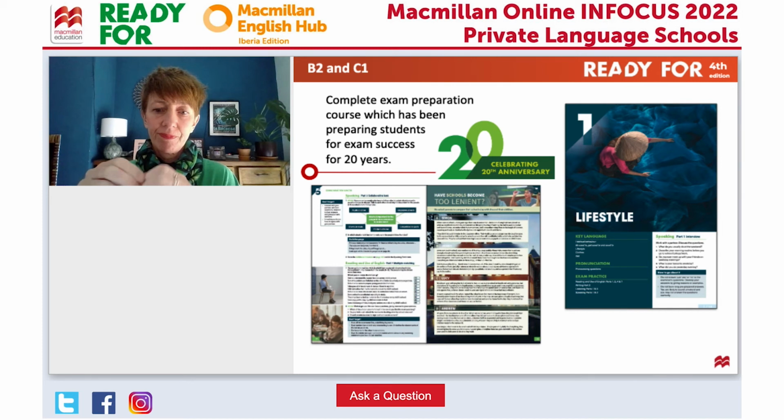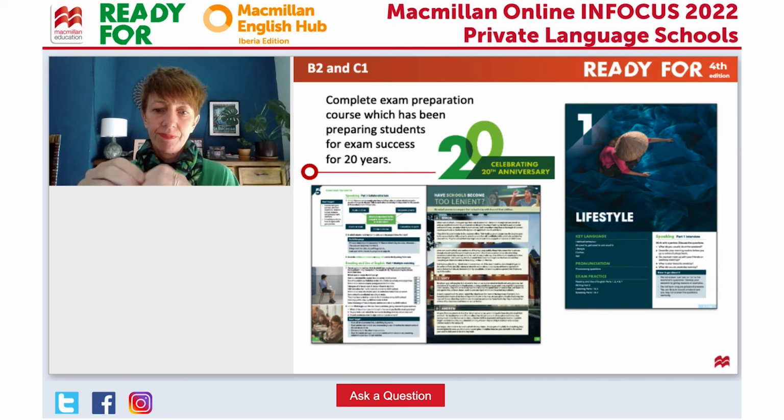And this brand new version of it is very up to date, with a really nice fresh look. As you can see here from the unit opener, it actually doesn't even look like an exam prep book. When we open exam prep books, sometimes they can feel a little bit dry and hard on the page. But actually, this is a really lovely book.